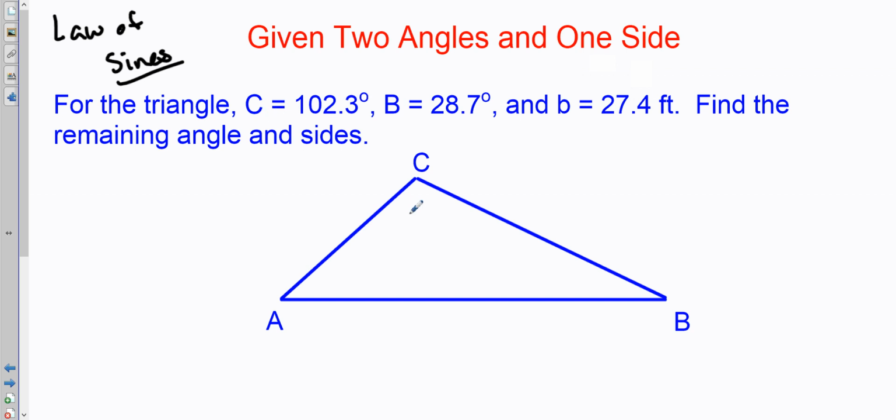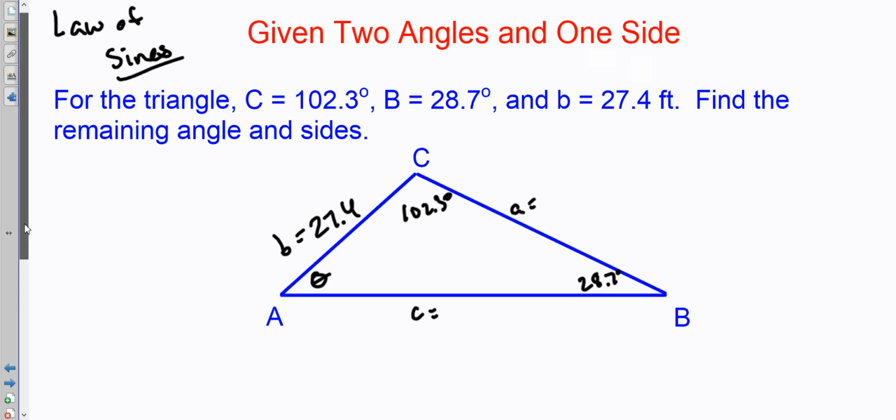C is 102.3 degrees. We have B, this angle over here, is 28.7 degrees. And we have side b is going to be 27.4 feet. Okay, so if I just label this, side b, this is side c, which we don't know. This is side a, which we don't know. And we don't know this angle right here. I'll just call that theta, which is A.